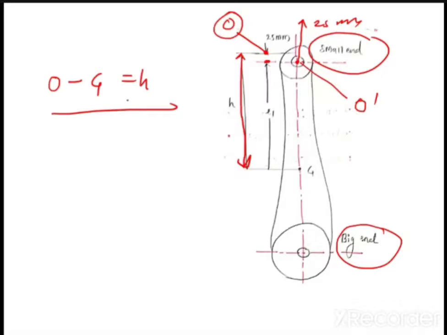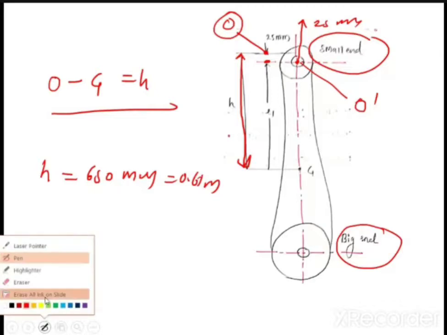त्यांनी काय म्हटलंय? Rod is suspended from its point 25 mm above the center of small end and 650 mm above its CG. म्हणजे h किती दिलाय? h दिलाय 650 mm. क्लियर? म्हणजे तो झाला 0.655 मीटर. इज इट क्लियर ऑर नॉट? ओके. आणि त्यांनी काय दिलंय?